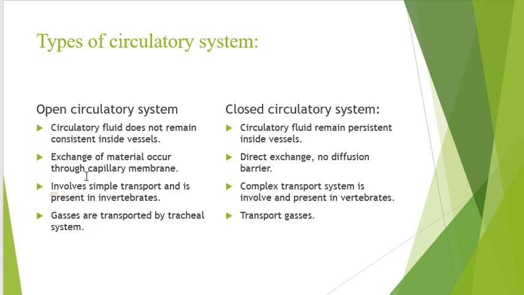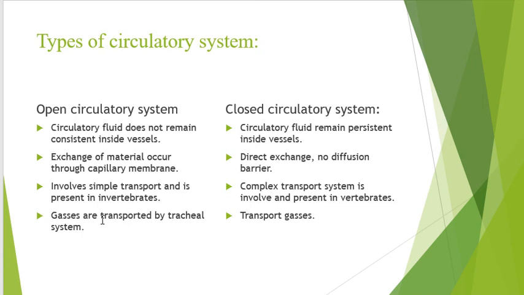Exchange of materials occurs through the capillary membrane in an open circulatory system. In a closed circulatory system, there is a direct exchange and no diffusion barrier is present inside the animal, and it involves simple transport and is present in invertebrates. Open circulatory system is present in most invertebrates and involves simple transport, and closed circulatory system involves complex transport and it is present in most vertebrates, and some invertebrates may have a closed circulatory system.